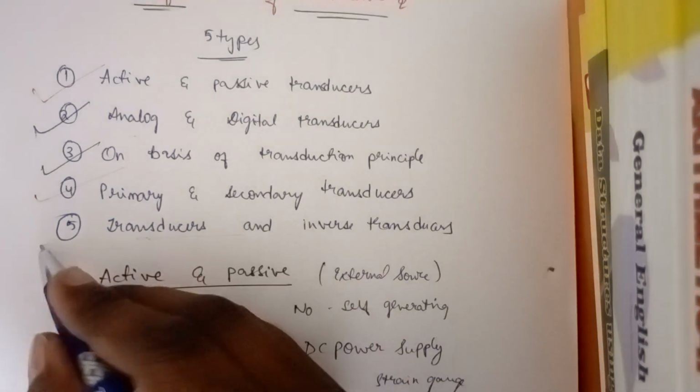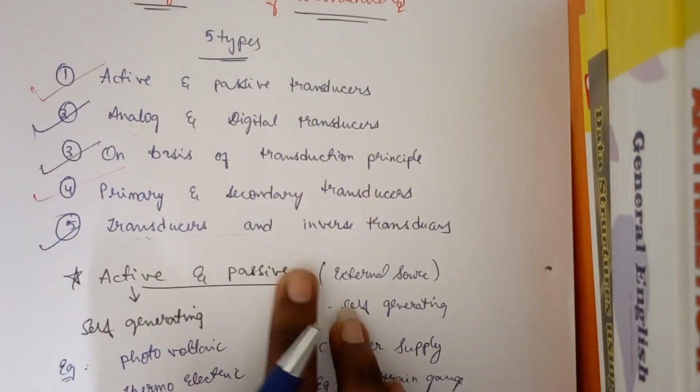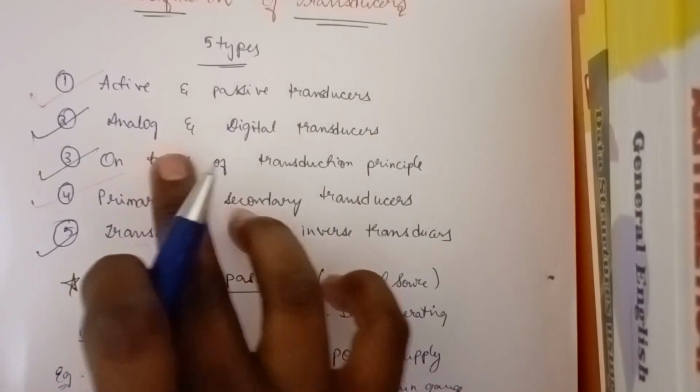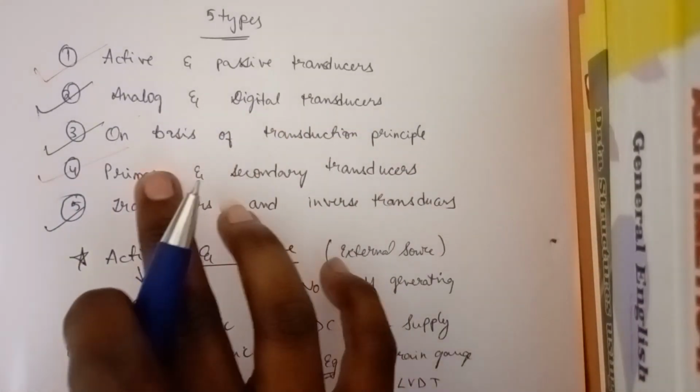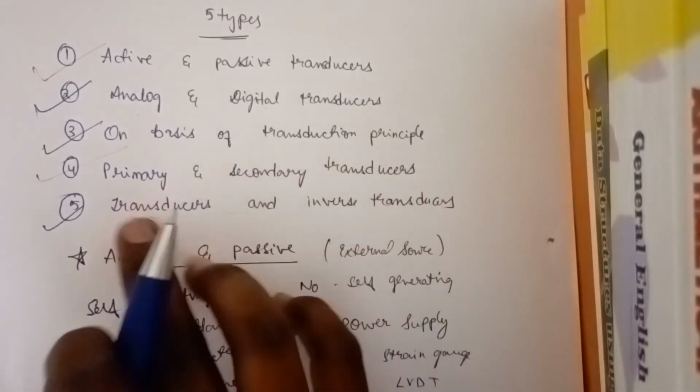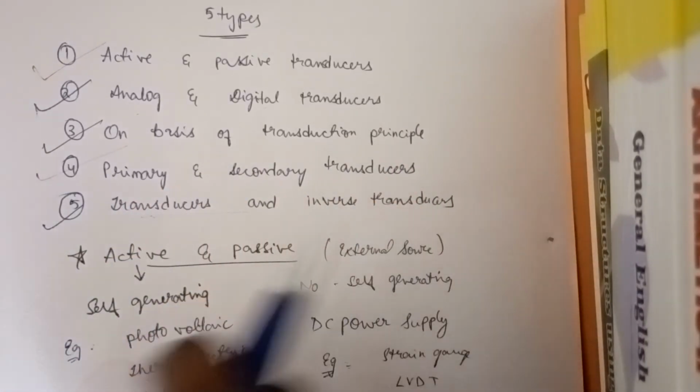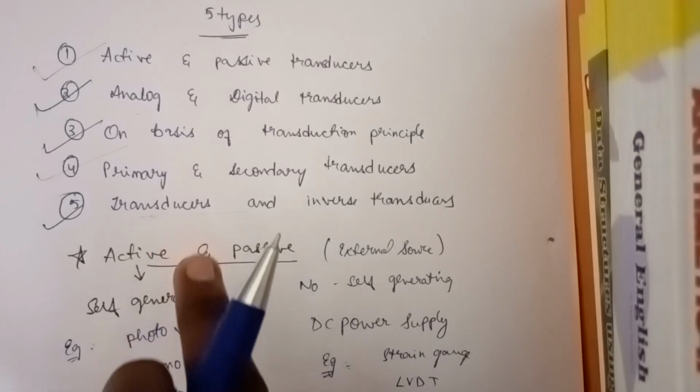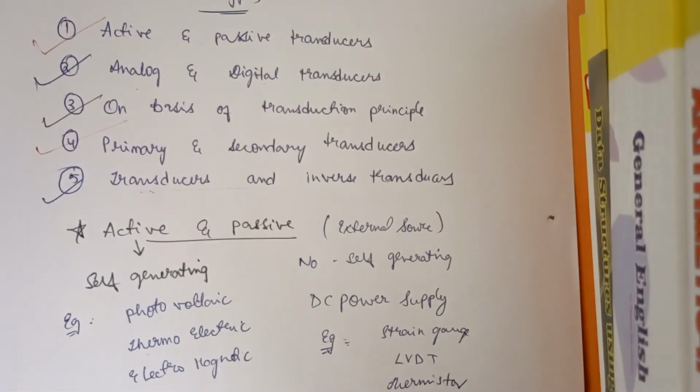So these are the 5 types of classification of transducers: active and passive transducers, analog and digital transducers, the classification on the basis of transduction principle, primary and secondary transducers, and transducers and inverse transducers. I hope it's clear.